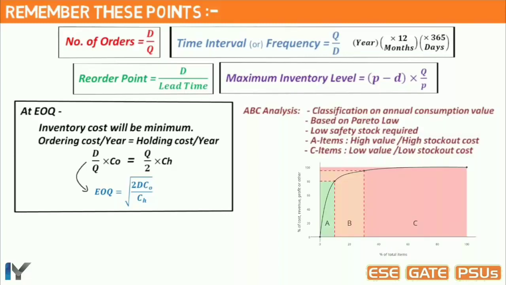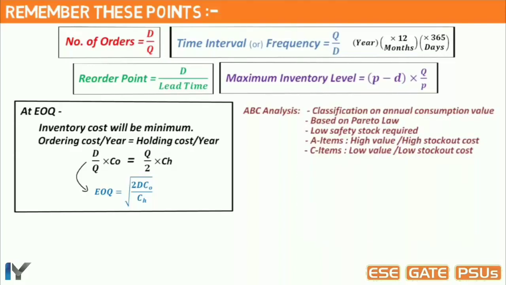A items have high value and less quantity. Approximately the cost of A items will be 70% of total inventory and the quantity of A items will be 10% of total inventory. C items have less value and more quantity. Approximately the cost of C items will be only 10% of total inventory and the quantity of C items will be 70% of total inventory. B items have medium cost and medium quantity, approximately 20%. This was the ABC analysis, classification of items according to annual consumption value.